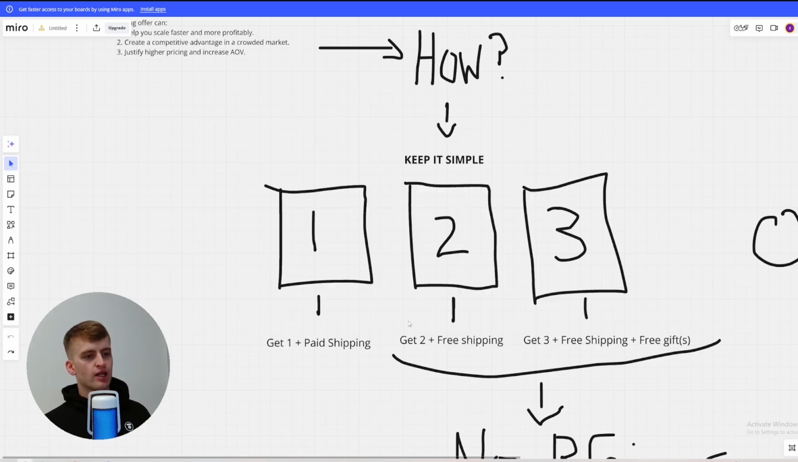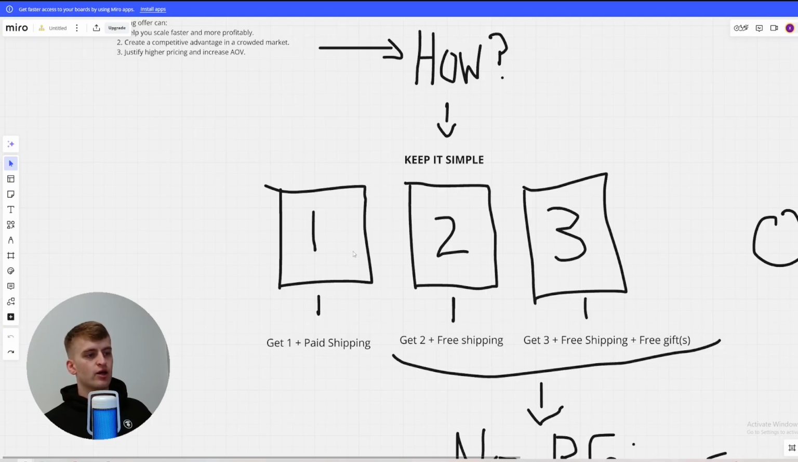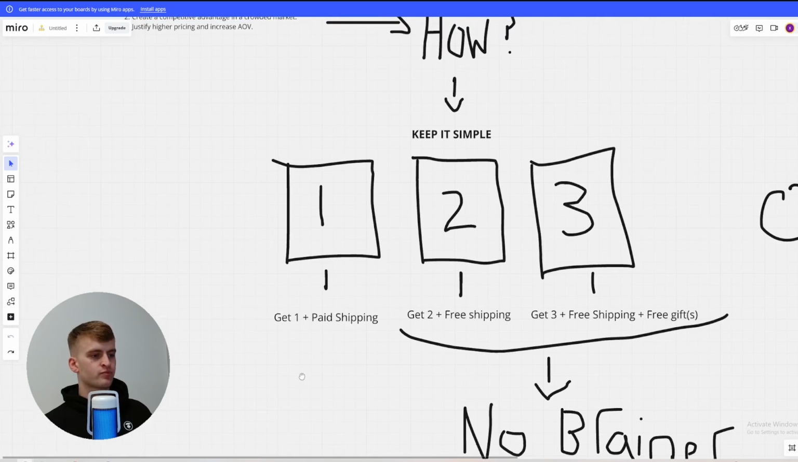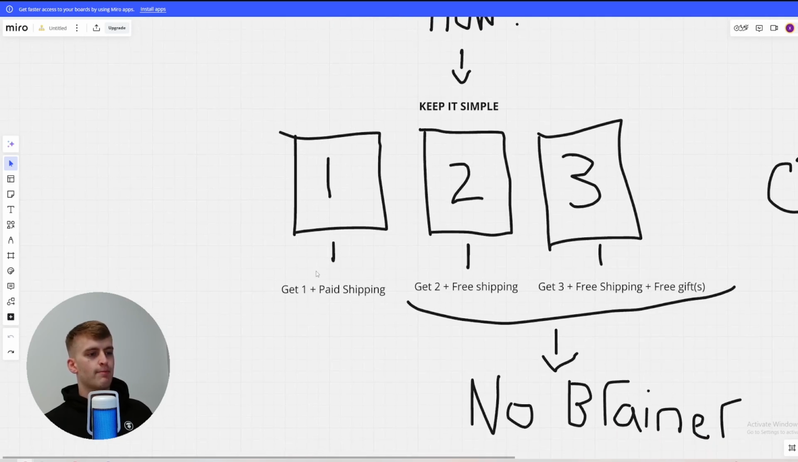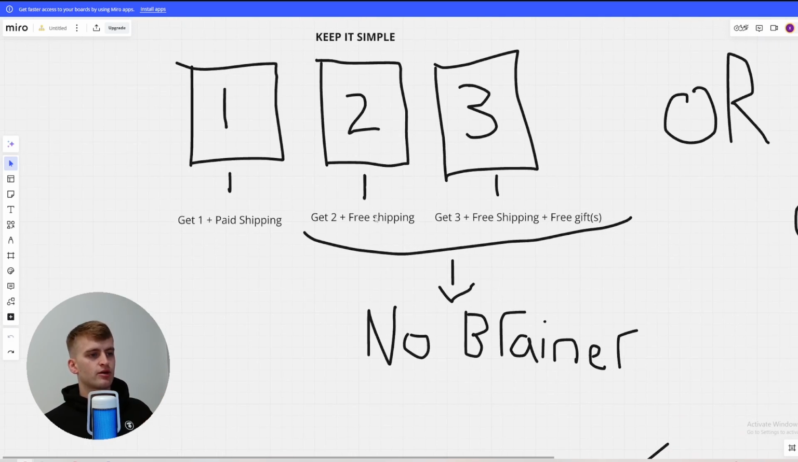You're going to need a bundle app like Pumper, something like that, so you can make it so they can buy 1, 2, 3, 5, whatever it may be. If you've got a product that is likely to be bought multiple times, you need to let the customer be able to spend more. So what we usually do is a buy one with paid shipping, a buy two at a discounted rate per item and free shipping, and then a buy three with free shipping and then a free gift or multiple free gifts. You want to make the buy 2 or 3 a no-brainer.